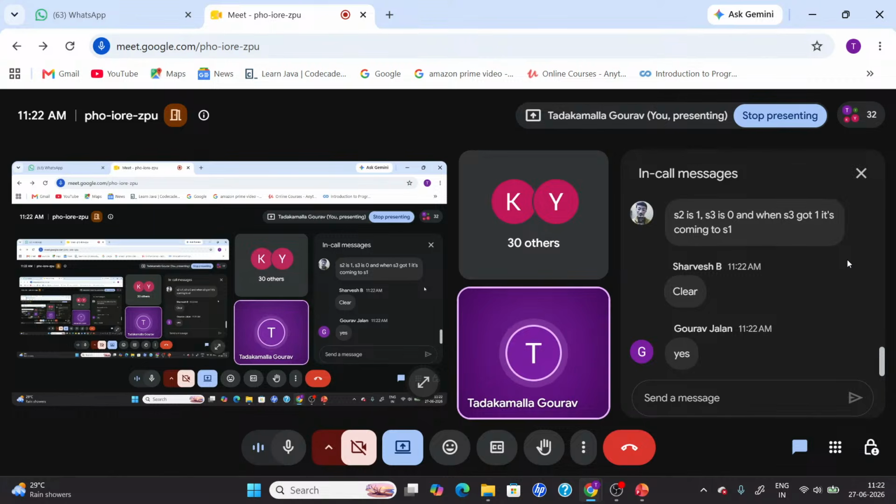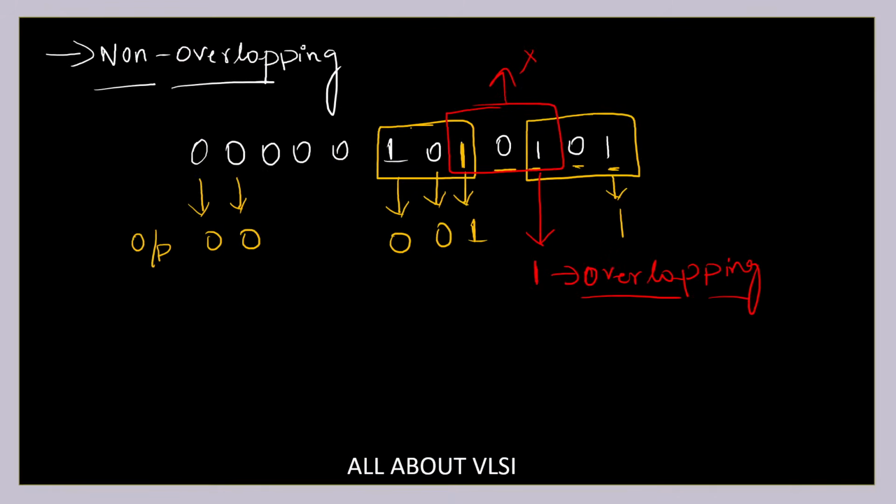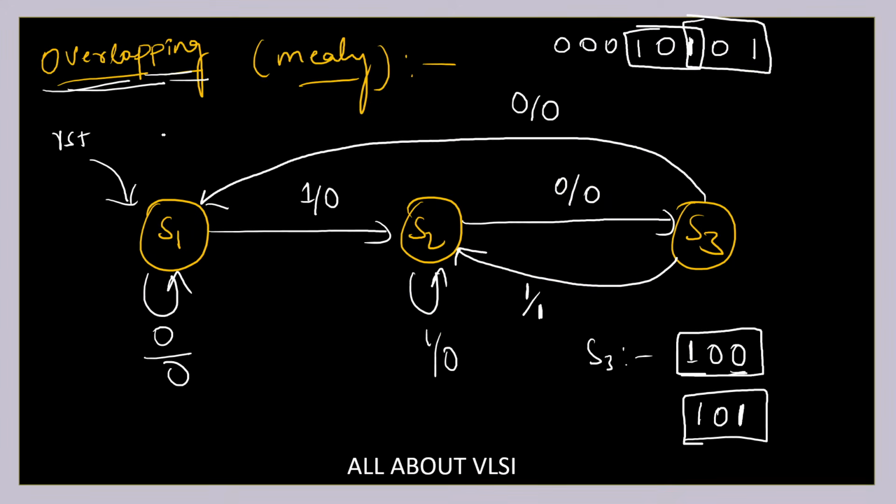Okay then. So let's see one more pattern. We will see one more pattern, not 101. Let's see another pattern like 011. We will see it with Moore overlapping. And this is the last question in this particular level 1 of problems, right?